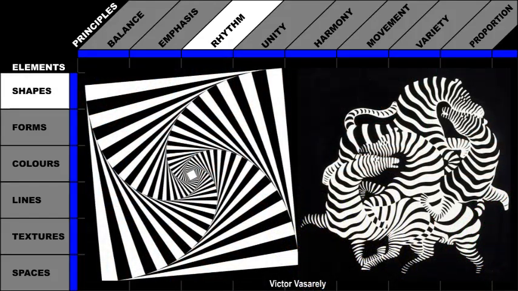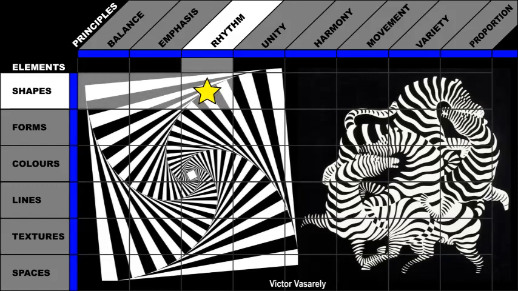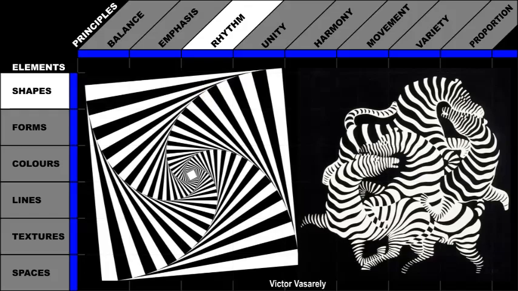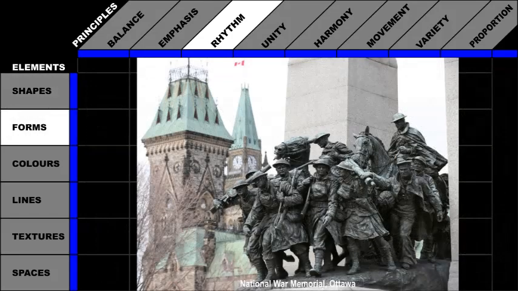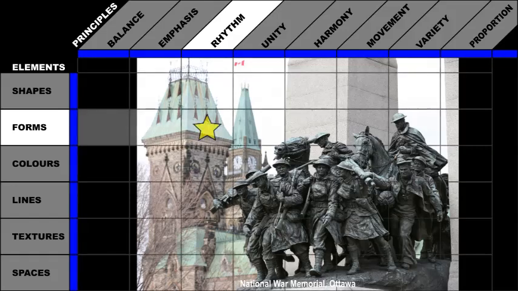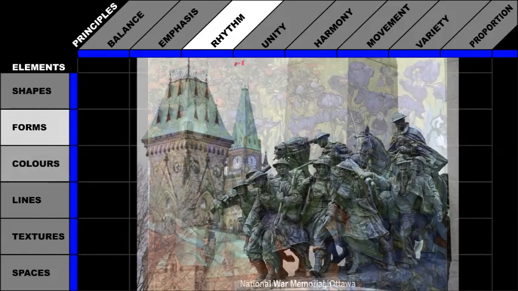Victor Vasarely used shapes to create rhythm. In these two works of art, the artist achieved a strong feeling of movement by using rhythmic shapes. The repeated rhythmic forms in the Canadian National War Memorial sculpture help us to imagine the movement of the figures.